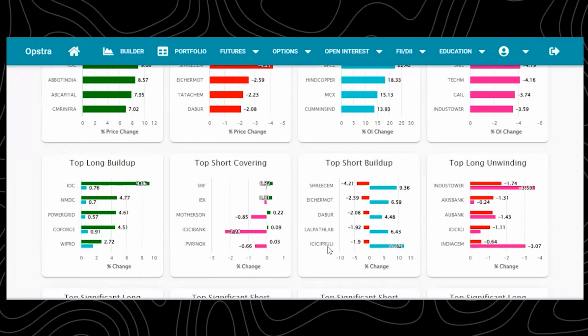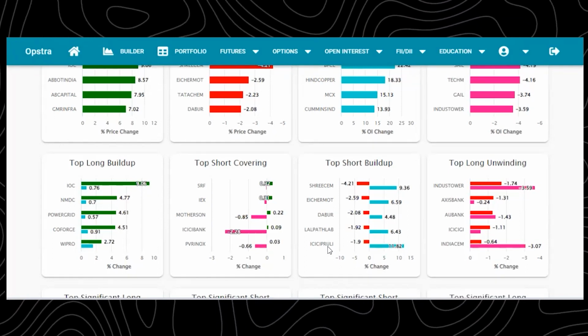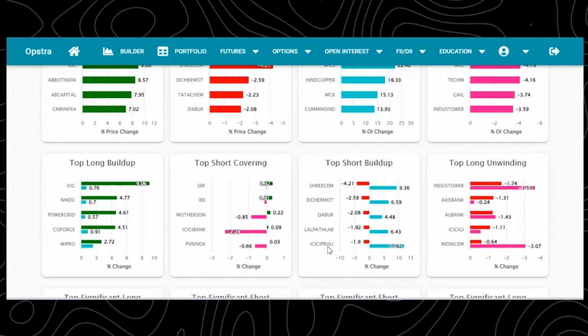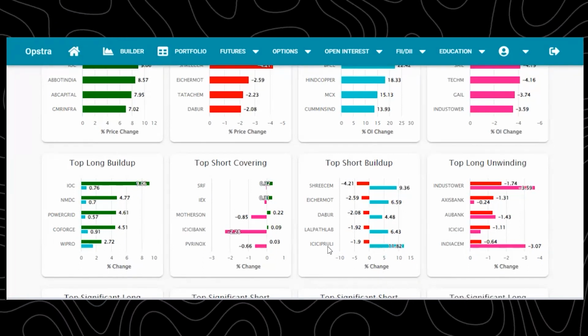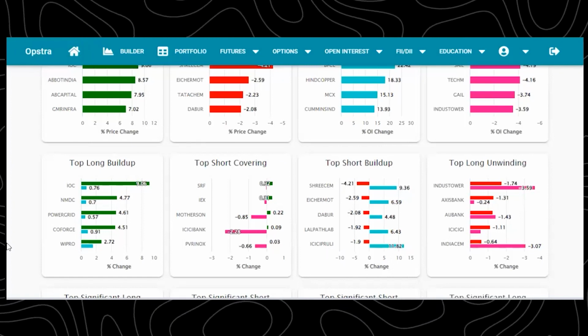Sorry to cut you, Kapil. Just a very basic question. I want to understand what minus 4.21 means and what 9.36 means. What are these two different bars? If you could just, very basic, explain it to me.